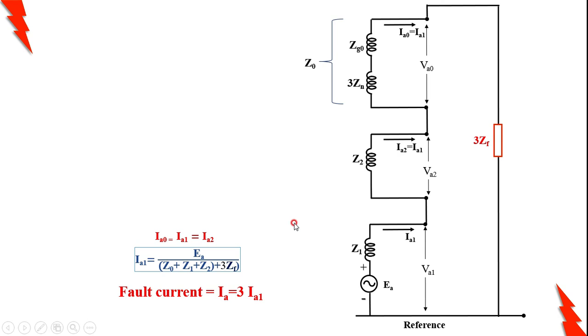Once we know the values of IA0, IA1, IA2 and VA0, VA1, VA2, we can calculate VAN, VBN, VCN, that is the line to neutral voltages under fault condition. And at the same time, once you know VAN, VBN and VCN, you can calculate the line to line voltages: VAB is the vector difference VAN minus VBN, VBC you can calculate as VBN minus VCN, that is also a vector difference, and VCA as VCN minus VAN.